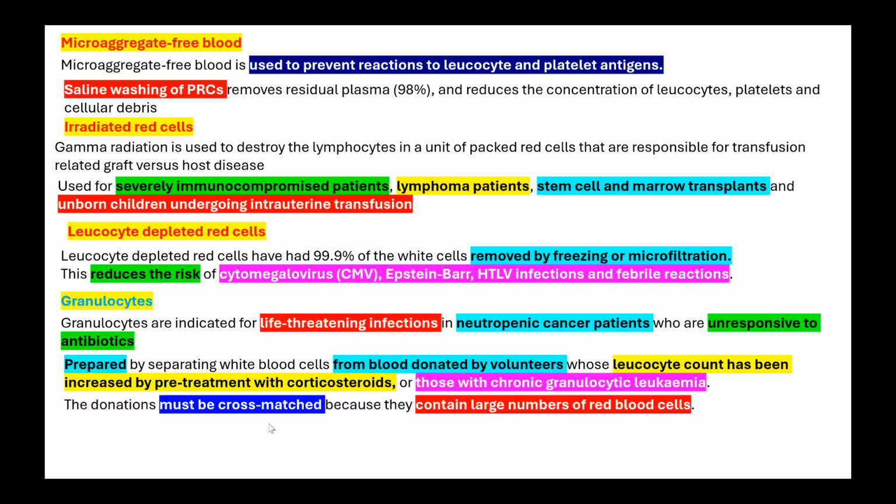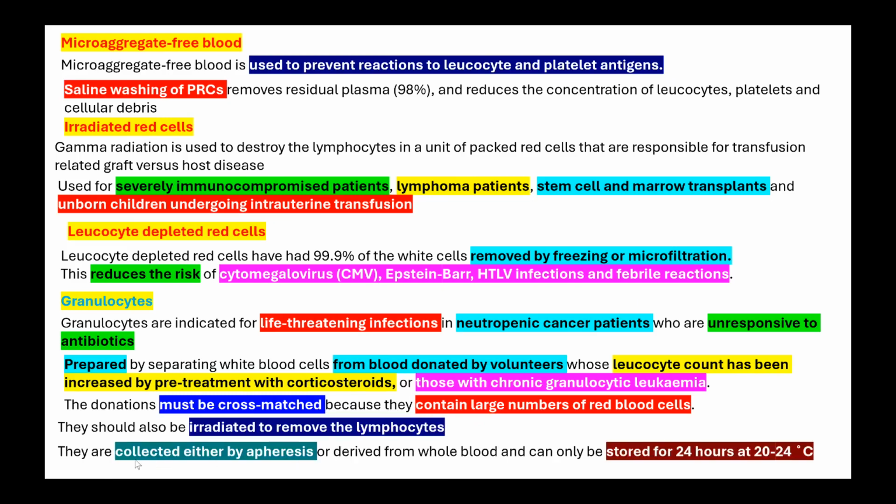And the donation must be cross-matched because they contain a large number of red blood cells. So it is a must that you cross-match to make sure that it is compatible on the same blood group. And they should also be irradiated to remove the lymphocytes which can cause reactions. They are collected either by apheresis or derived from whole blood and stored for 24 hours at 20 to 24 degrees centigrade. So if you want to give granulocytes, it has to be given within 24 hours.